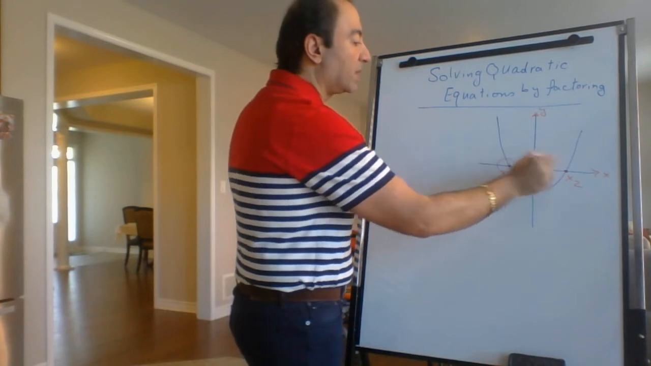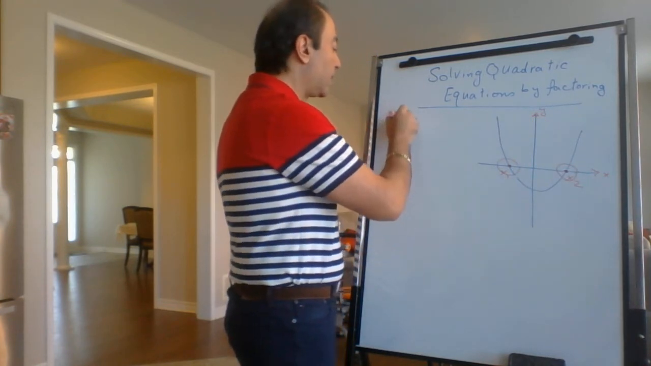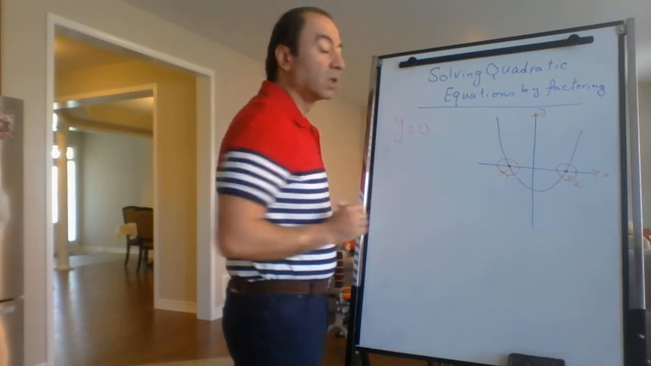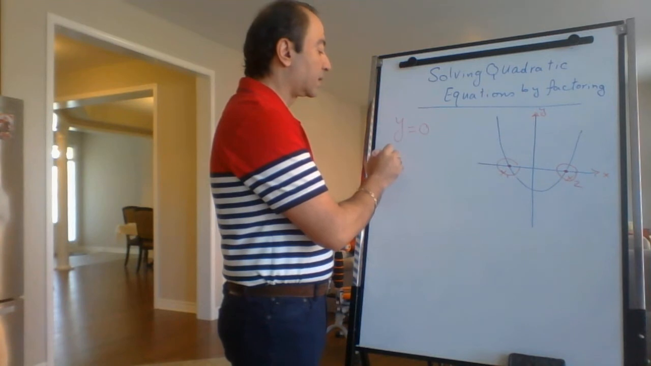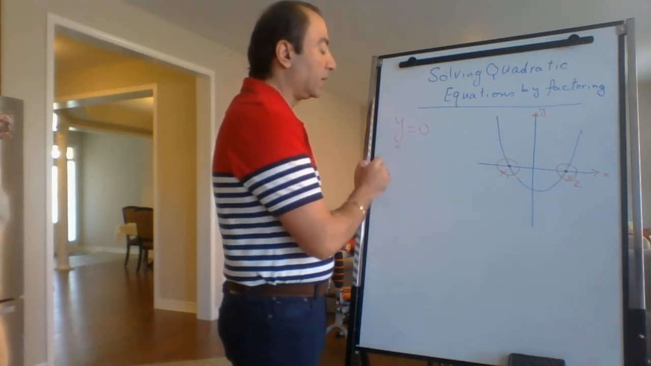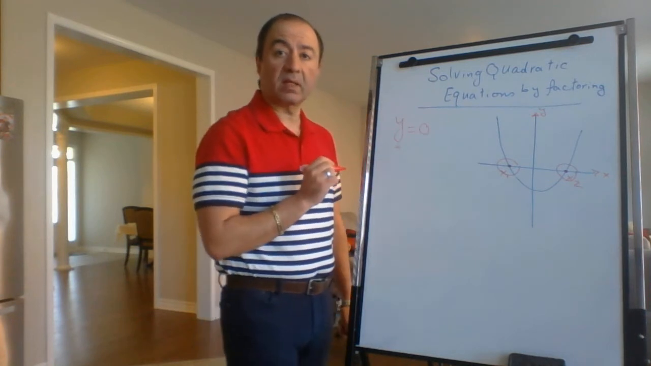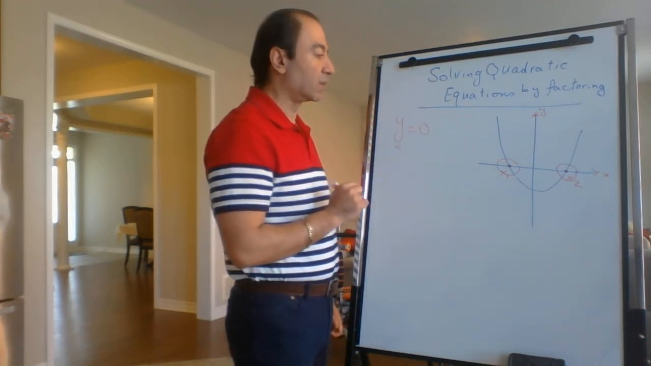What is common here and there? When we cut the x-axis, y has to equal 0. So I am finding the x-intercepts, or I am finding the x values where y equals 0. This is the graphical meaning of solving a quadratic equation.